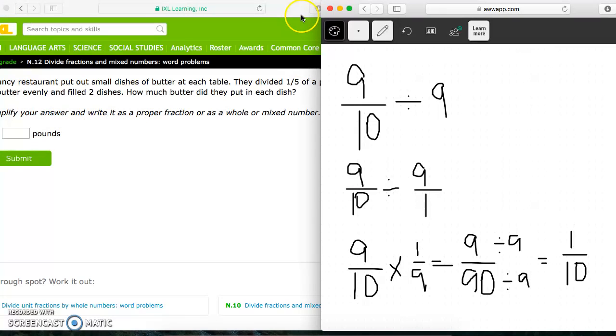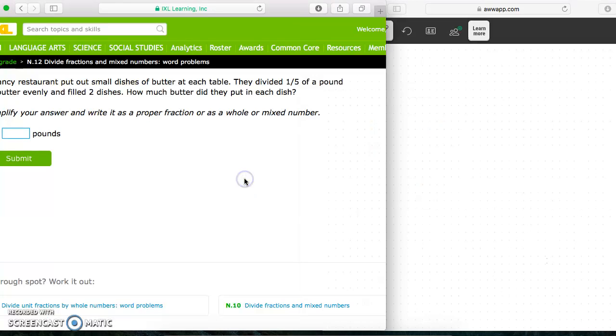Okay, let's do one more. Okay, a fancy restaurant put out small dishes of butter at each table. They divided 1/5 of a pound of butter evenly and filled 2 dishes. How much butter did they put in each dish? Simplify your answer and write it as a proper fraction or as a whole or mixed number.